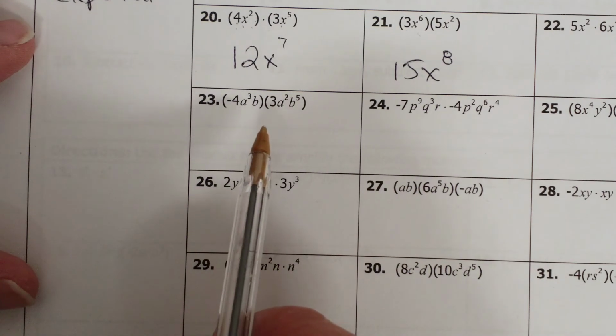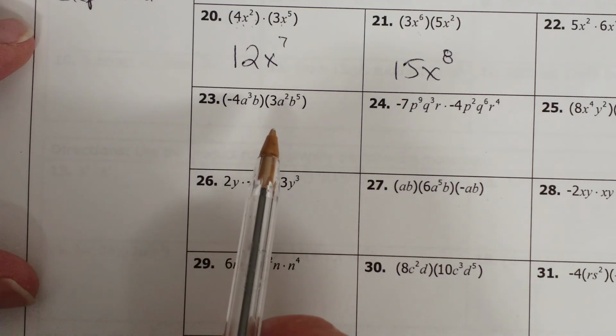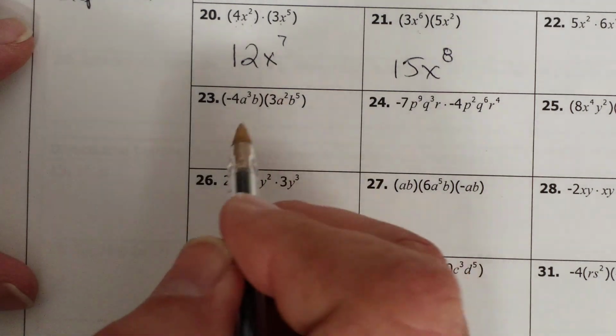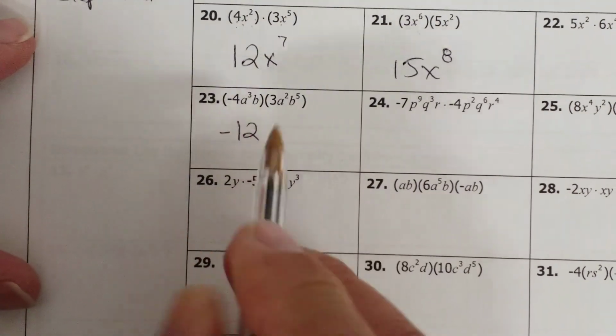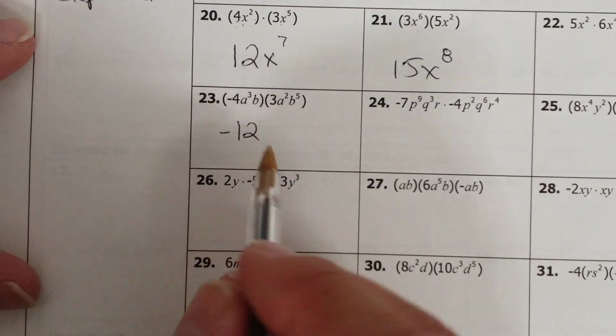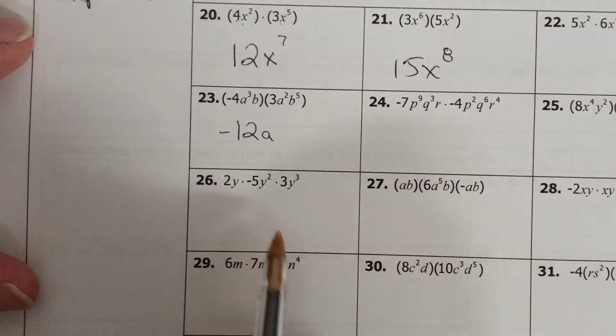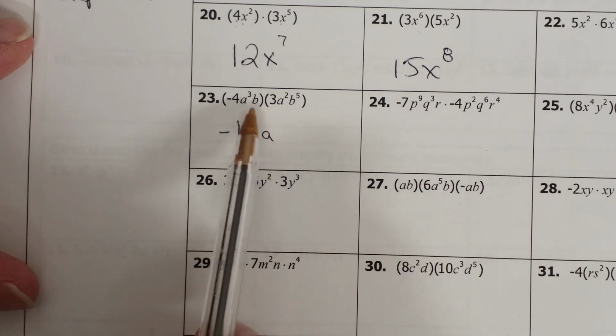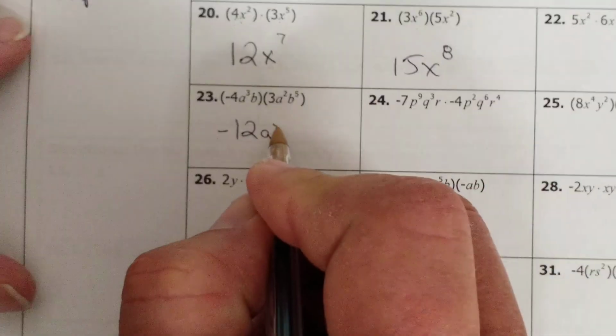What happens if there's more than one variable? Treat them individually, but write it all together as one term. Multiply the coefficients. Negative 4 times 3. Now I'm just going to do the a's. Just the a's. There's 3 here, and there's 2 here. 3 plus 2 is 5.